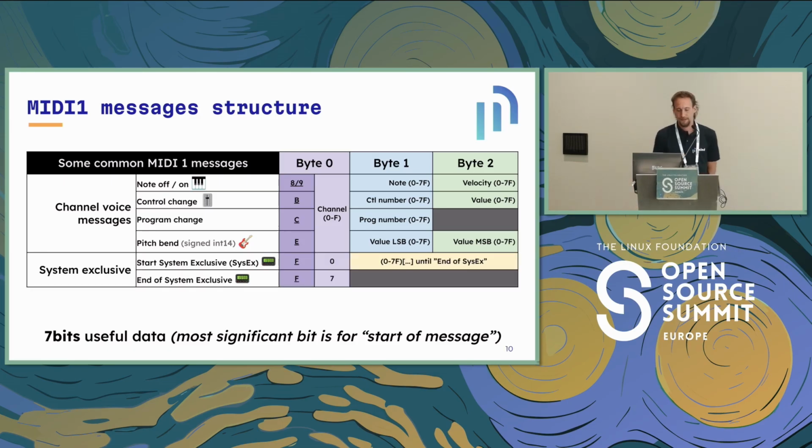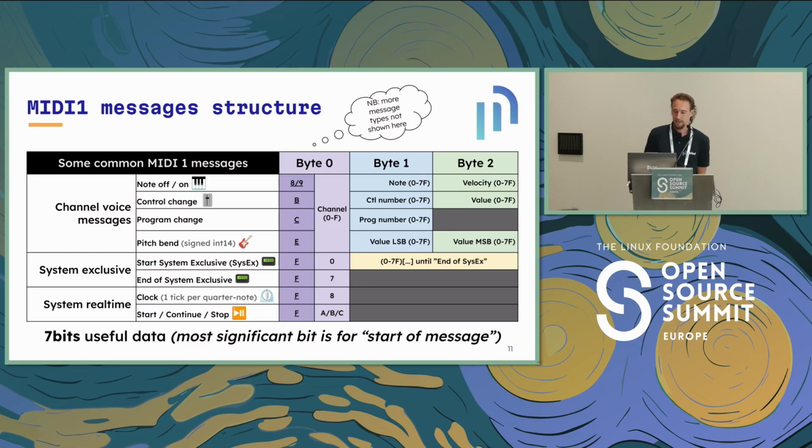Then we have the system exclusive messages, which are a bit special, and they allow conveying some arbitrary data on the bus, for instance to reprogram a synthesizer. They are a bit special in that you have the F0 start byte, then any number of arbitrary 7 bit numbers, and finally the end of system exclusive message, which ends the transmission.